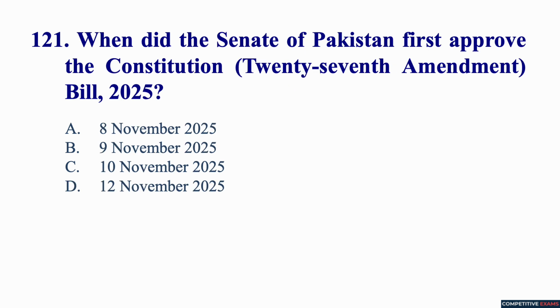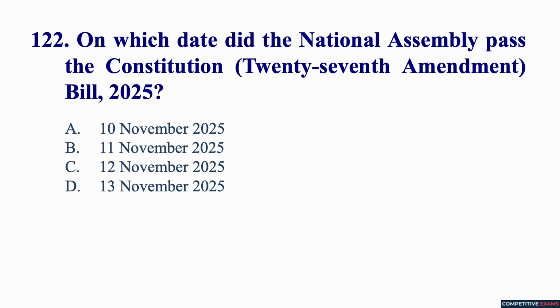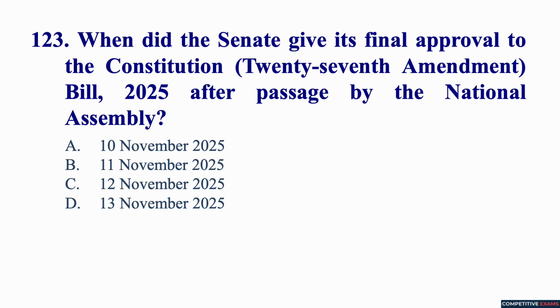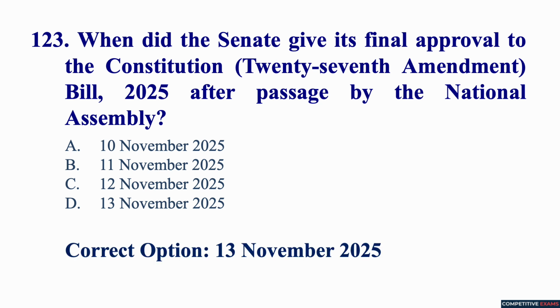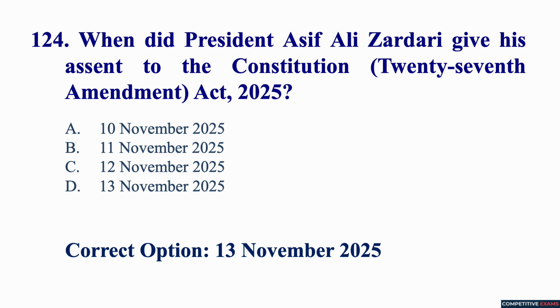When did the Senate of Pakistan first approve the Constitution 27th Amendment Bill 2025? 10 November 2025. On which date did the National Assembly pass the Constitution 27th Amendment Bill 2025? 12 November 2025. When did the Senate give its final approval to the Constitution 27th Amendment Bill 2025 after passing by the National Assembly? 13 November 2025. When did the President Asif Ali Zardari give his assent to the Constitution 27th Amendment Act 2025? 13 November 2025.